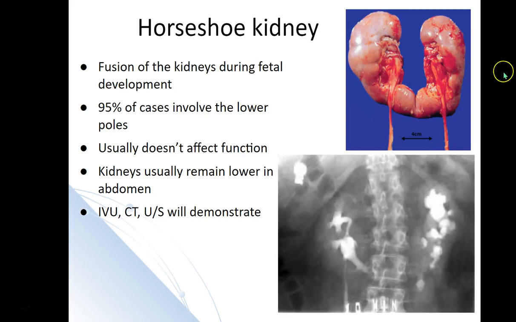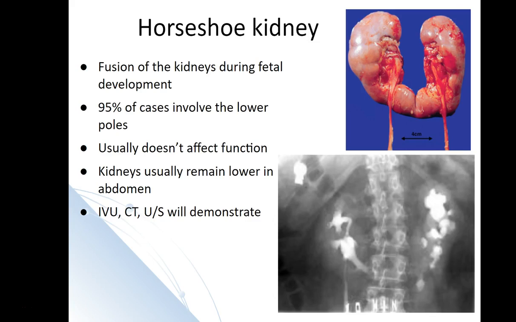Next, horseshoe kidney. A horseshoe kidney occurs as a fusion of the kidneys during the development of the fetus. Almost 95% of cases involve fusion of the lower poles of the kidneys, which you can see here. And you can also see that here in our IVU. Here's the right kidney, here's the left, and their lower poles are connected. And it's kind of difficult to see because the spine is obscuring our view. This fusion of the lower poles usually doesn't affect the functions of the kidneys.